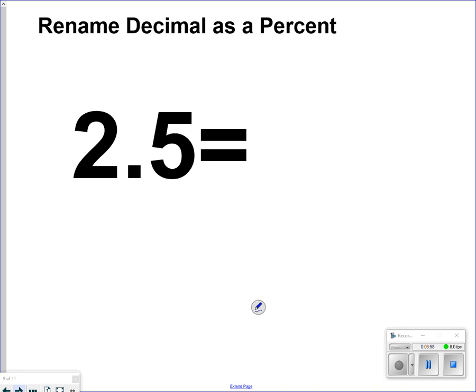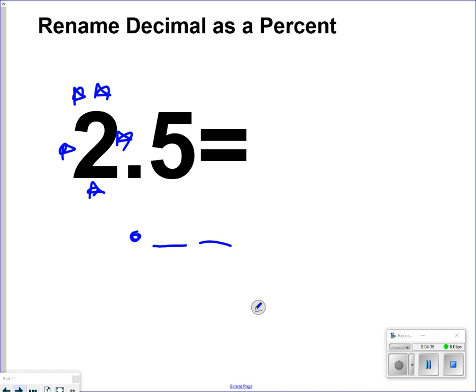2.5, what does that look like as a percent? This is where kids can get lost or confused. But let's keep in mind, a decimal or a percent, I apologize. What's 2.5 as a percent? Percent is always 2 numbers after the decimal. So what do I do with this 2?